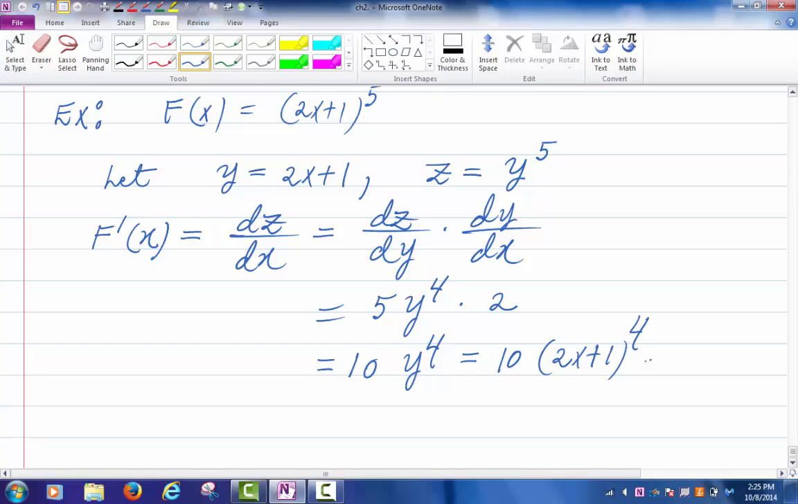I'm not suggesting you find the derivative this way. I'm just saying this is one way I can also write the solution to use the other notation of the chain rule. Is everybody okay? But personally, when I would find the derivative of f, I would just do it the way I have done before, in one line.